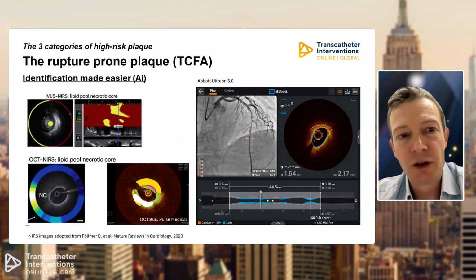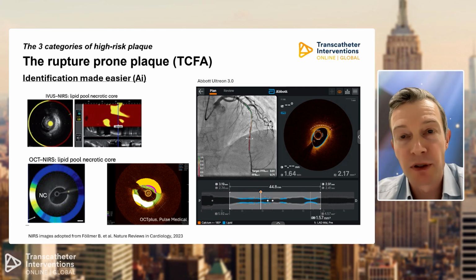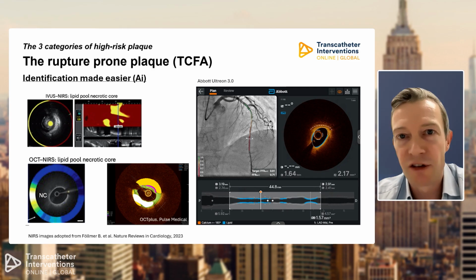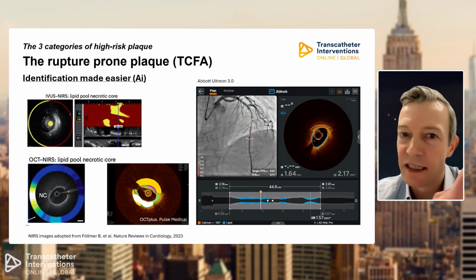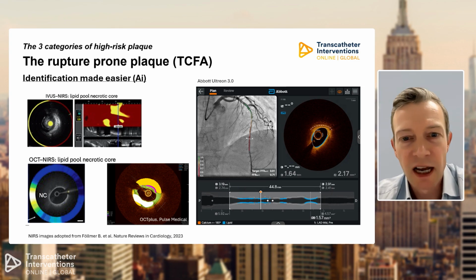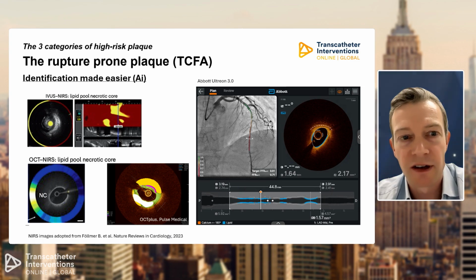The identification of the TCFA is potentially easy for somebody who is well familiar with the use of intravascular imaging, and with OCT in particular, but it has been shown that this is not readily identifiable by potentially less well-trained physicians. And that's where a lot of technologies these days come in very handy.